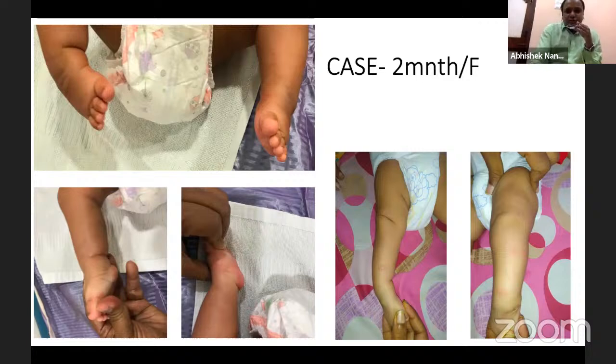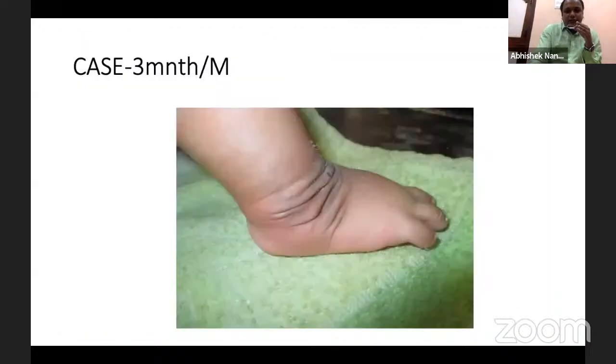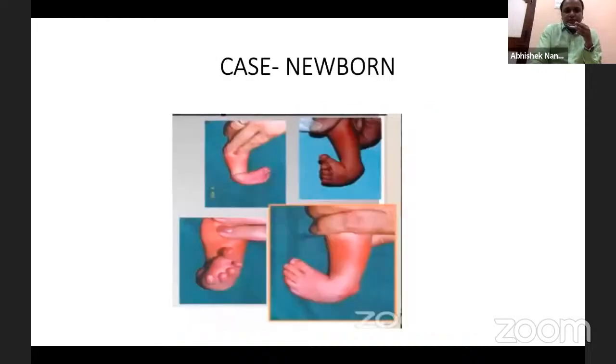So this was a 2-month-old female who presented with a complex clubfoot, and we have done multiple small tenotomies and made the foot plantigrade. So this is a midfoot break, which presented to us after Ponseti correction. This is a newborn who again presented to us with a complex clubfoot.